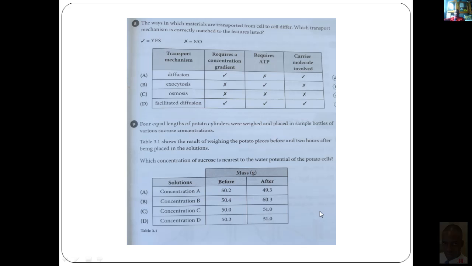Number 9. Four equal lengths of potato cylinders were weighed and placed in sample bottles of various concentrations of sugar. The table shows the results of weighing the potato pieces before and 2 hours after being placed in the solutions. Which concentration of sucrose is nearest to the water potential of the potato cells?